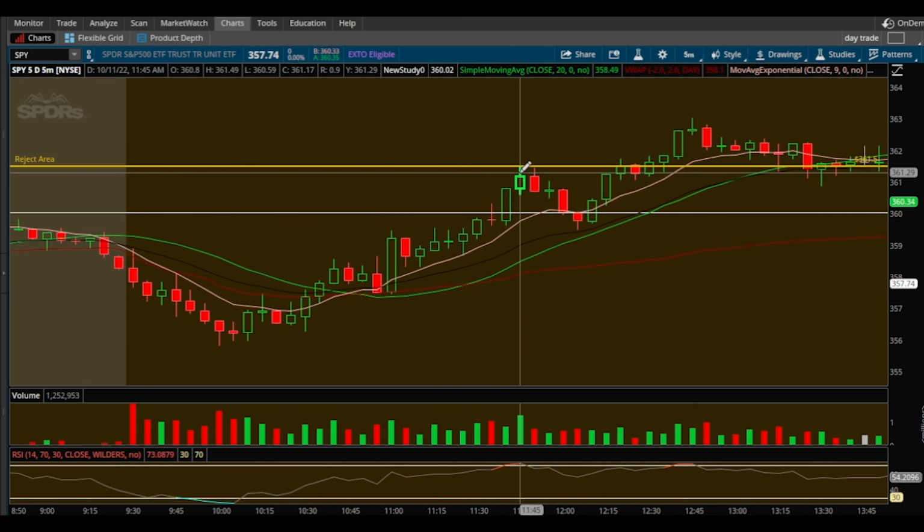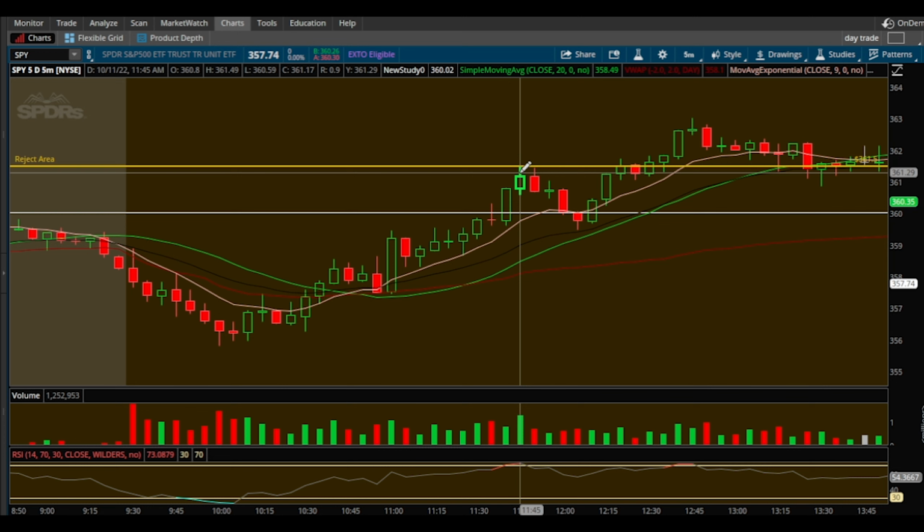Keep in mind, these reject areas and bounce areas are not exact numbers. Okay, I know I have exact numbers on my watch list. But sometimes they'll reject a little bit before or a little after. You have to have a little wiggle room. What's really important is understanding how to find the A+ setup trade.